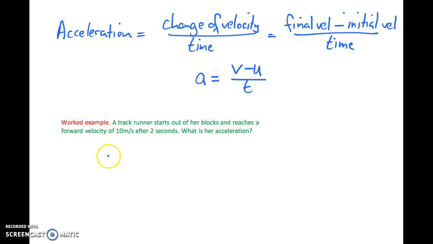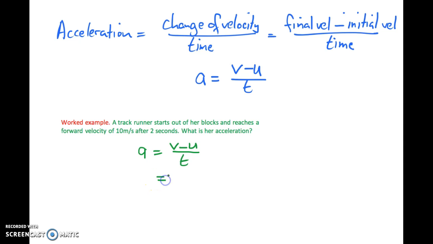Okay, so it's asking you, a track runner starts out of her blocks and reaches a forward velocity of 10 meters per second after 2 seconds. What is her acceleration? Okay, the very first step, and always remember to do this, is to write down the formula. So I'm going to use A equals V minus U over T.